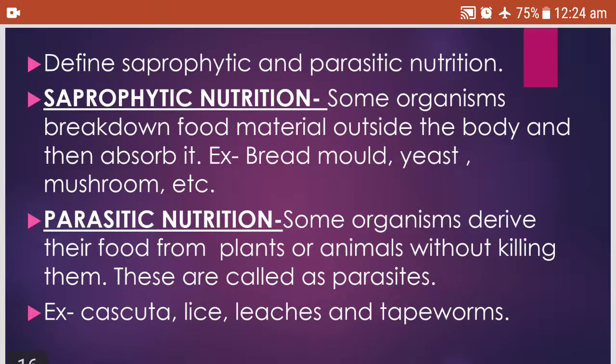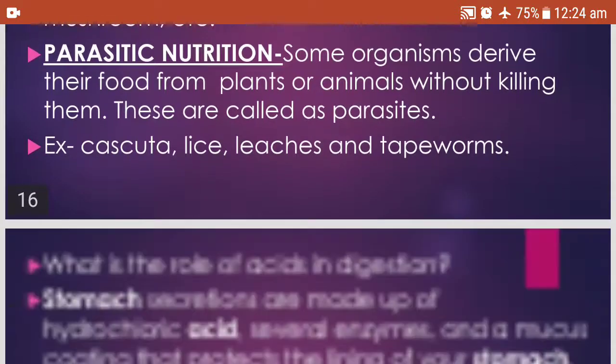Now we will see the differences between saprophytic and parasitic nutrition. In saprophytic nutrition, some organisms break down food material outside the body and then absorb it. For example, bread molds, yeast and mushrooms. Whereas in parasitic nutrition, the organisms derive their food from plants or animals without killing them. They are called parasites. Examples are Cuscuta, lice, leeches and tapeworms.